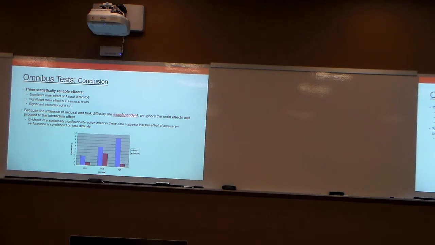So the pattern is such that on easy tasks, there's a linear relationship. However, when we increase the difficulty of the task, performance first increases and then decreases overall. Right. So again, we think about this as non-parallel lines, right? If we were to take a point to each one of these bars and draw a line in each one of these, we have a linear function.